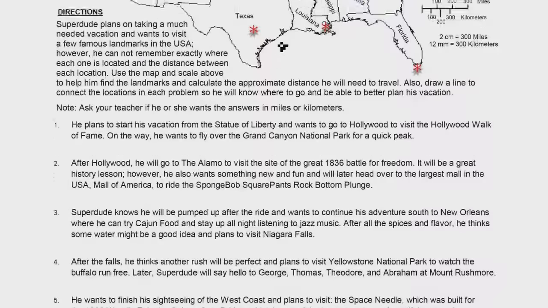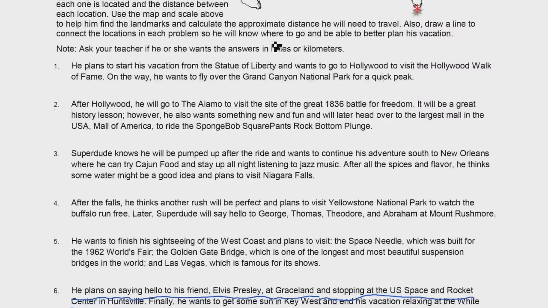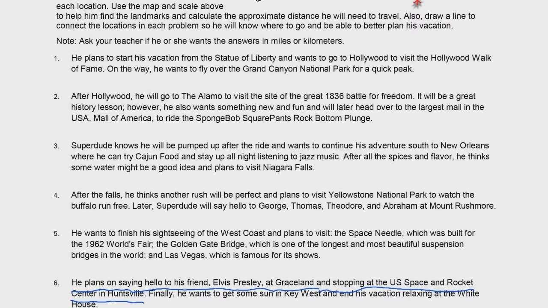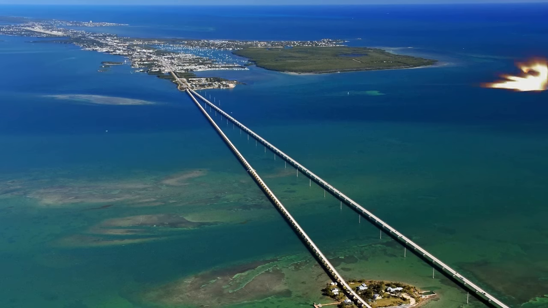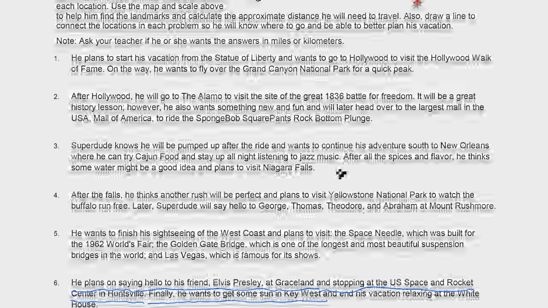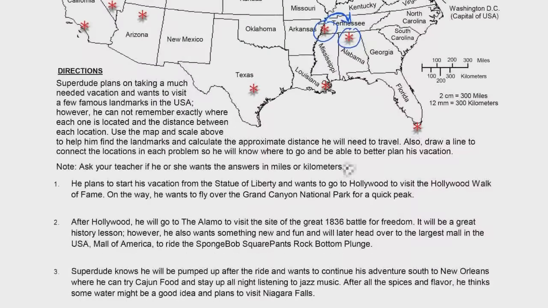And after that, he is going. It says, finally, he wants to get some sun in Key West. Hopefully he doesn't want to get too much sun. He might get skin cancer, but I guess Super Dude's so super he doesn't get skin cancer. But he's going to go to Key West, which is located in southern Florida. It's a bunch of little islands, which is right there. So he's going to go from Huntsville, Alabama to Key West.